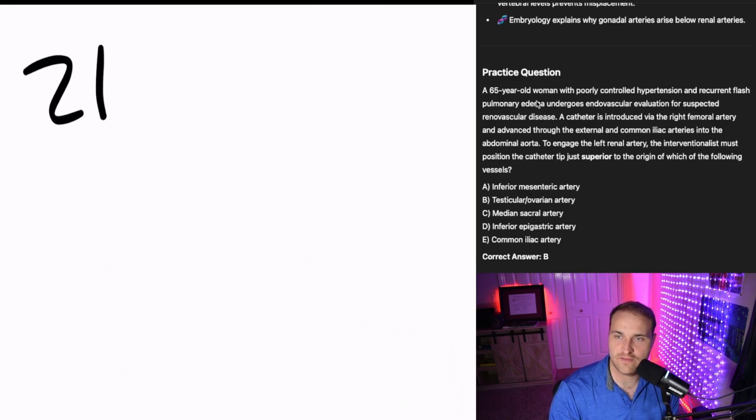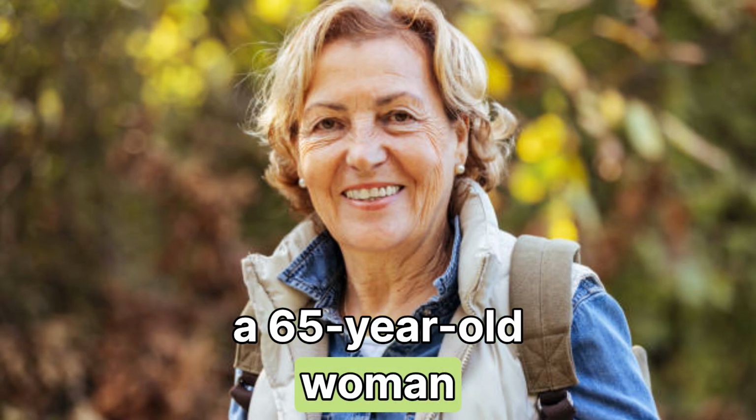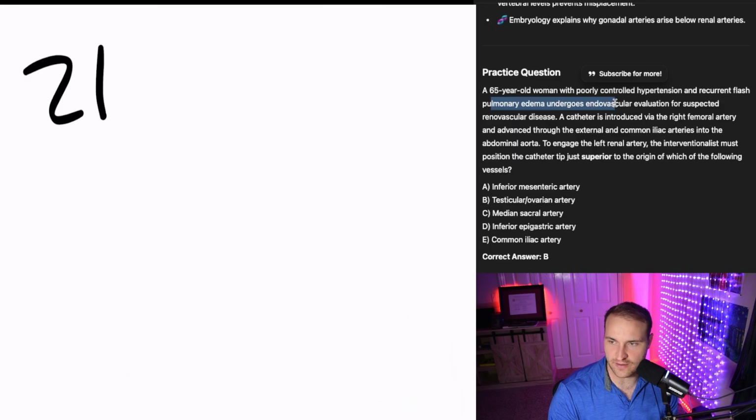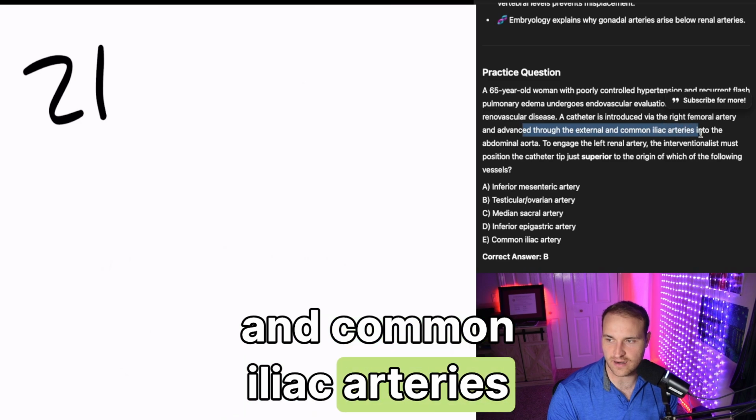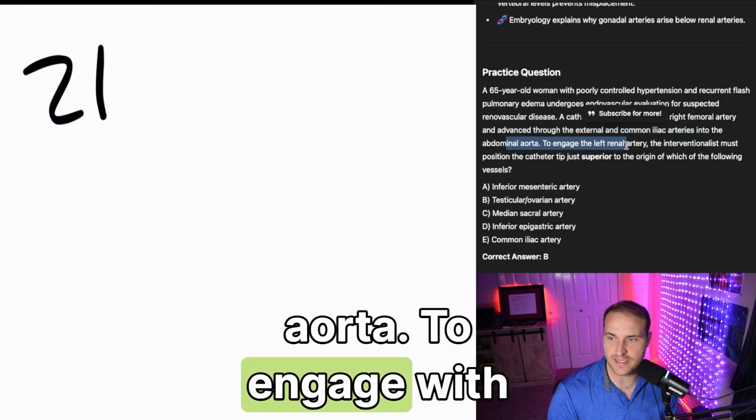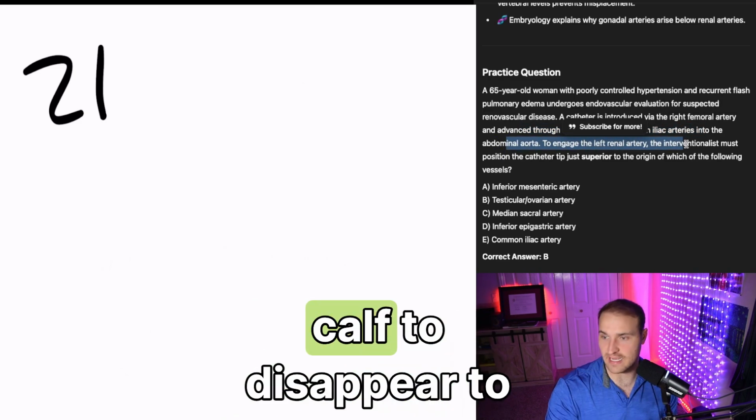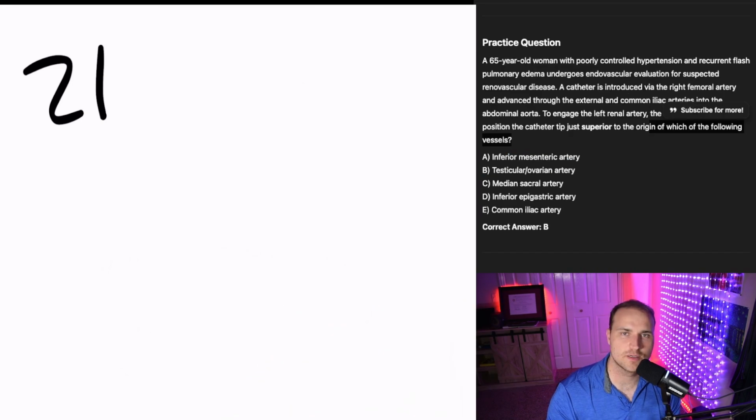Okay, the next question, we have a 65-year-old woman who's got poorly controlled hypertension and recurrent flash pulmonary edema, undergoes endovascular evaluation for suspected renovascular disease. A cath is introduced via the right femoral artery and advanced through the external and common iliac arteries into the abdominal aorta. To engage with the left renal artery, they must position the cath tip just superior to the origin of what? So the kidneys get about 20% of your entire cardiac output.